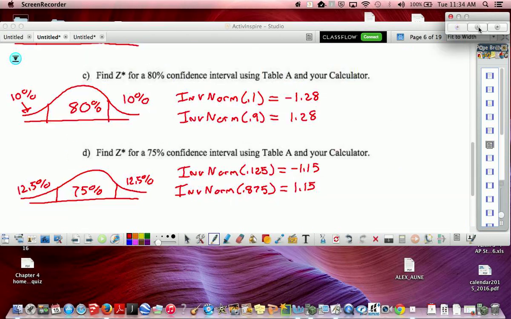Wait, Mr. Barnes. All right, take a look and see how you guys did on the bottom 2. Okay. So on the 80% confidence interval, as you can see, I drew the picture here.